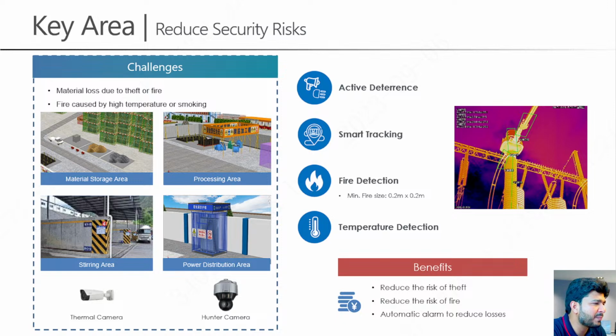which has one PTZ plus other fixed lenses also, which can cover other areas. So if we want a clearer image, we can move this PTZ part and check and take the required images. Active deterrents will be there, smart tracking, fire detection, temperature detection also.